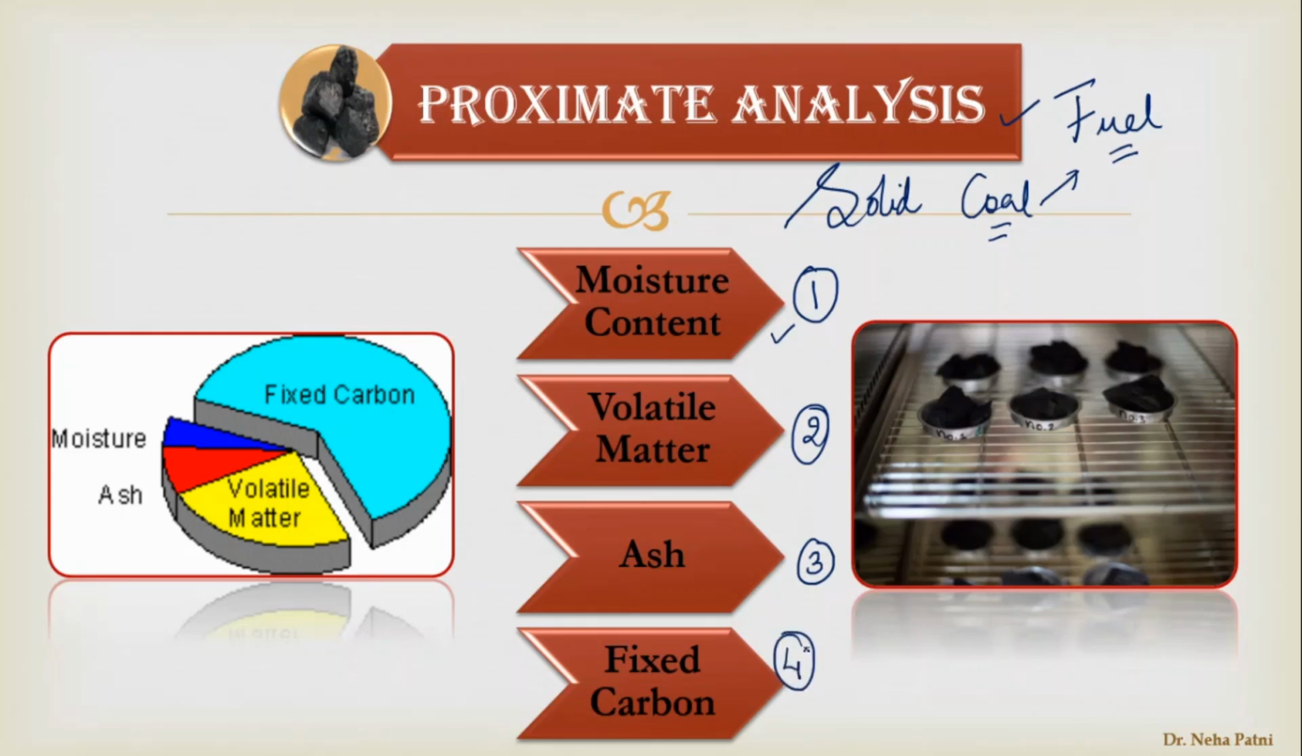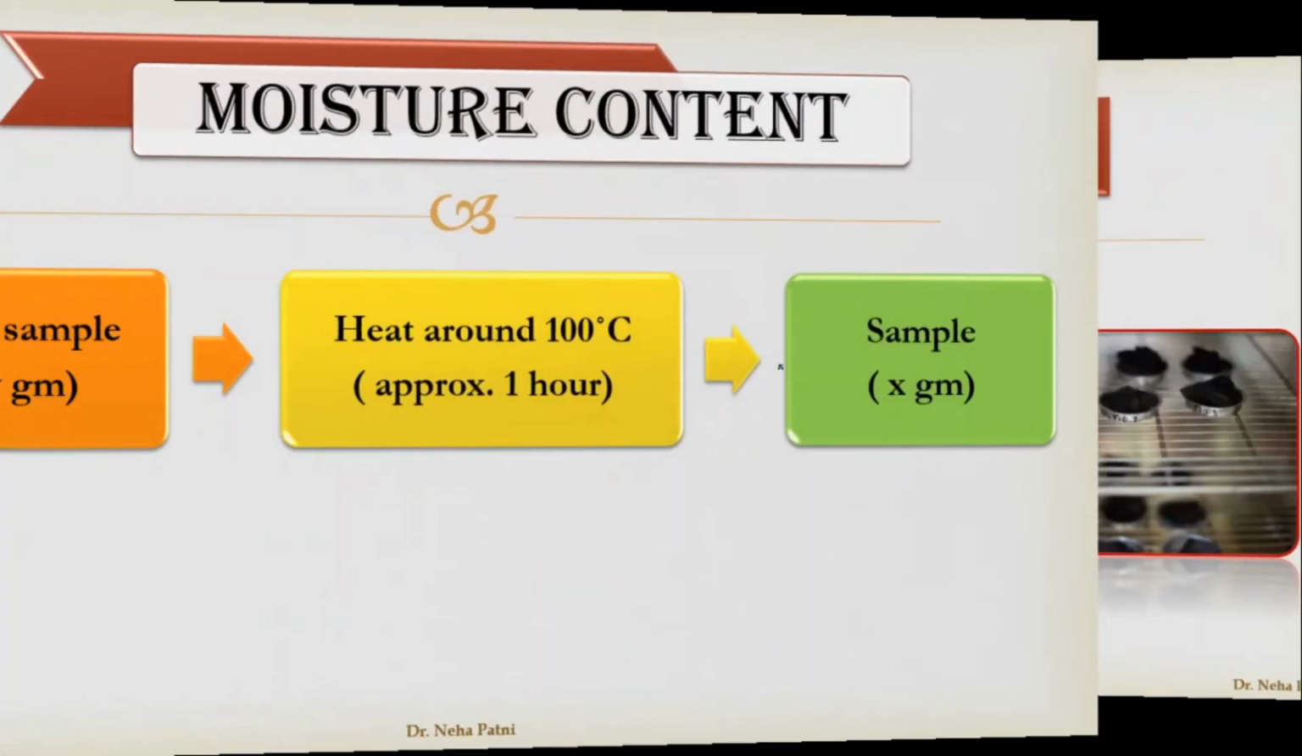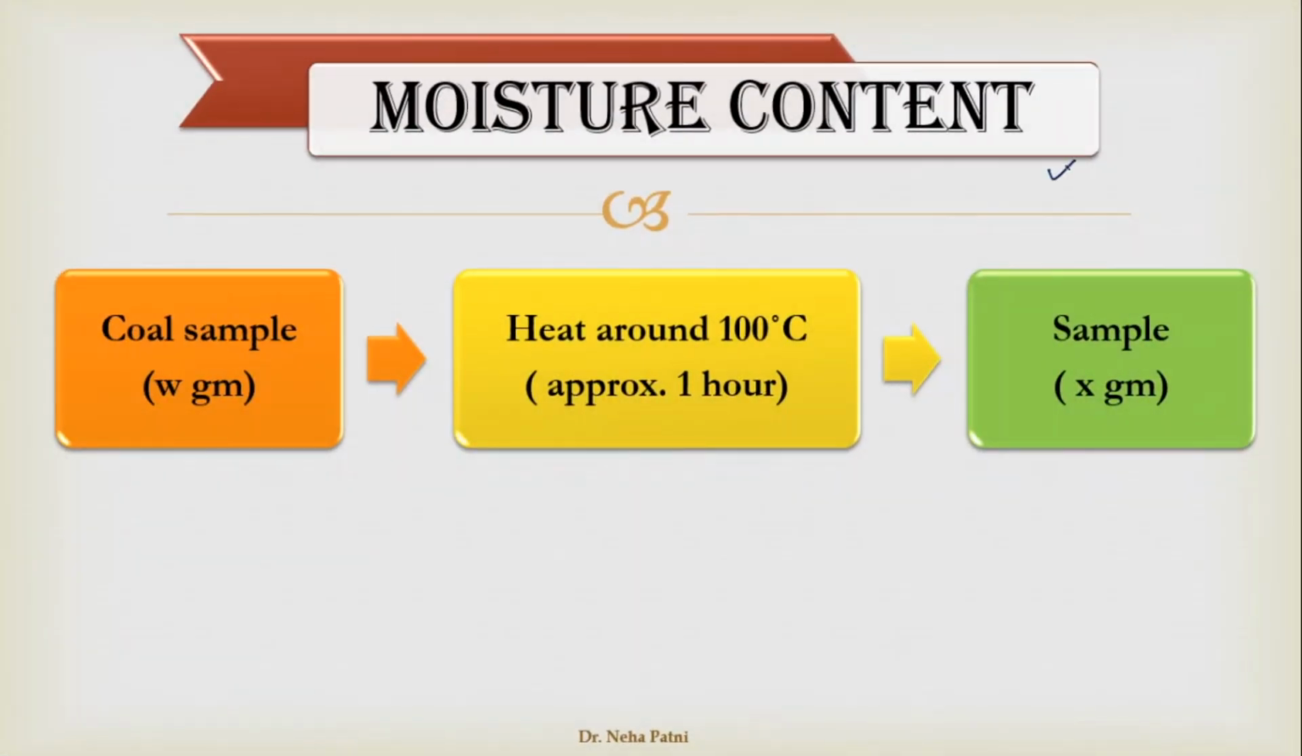As you know, there are certain parameters for a sample to be used as a fuel, right? So we need to know how much moisture is there, whether it is less or more, and so on. Let us go ahead with the steps of proximate analysis. We are going to find them one by one. So let's see the first step: percentage moisture content. We need to know how much moisture is present in the sample, and for that you first weigh the sample. Let's say the weight is W gram, and you have to heat it at around 100 degrees.